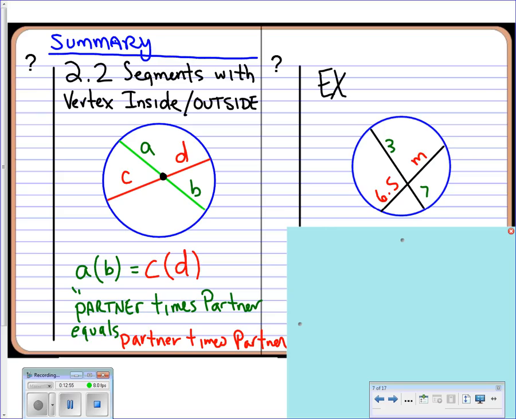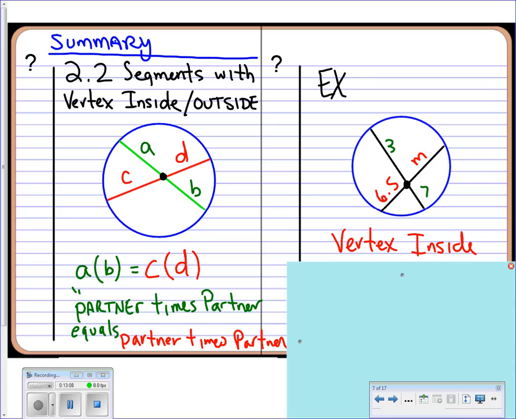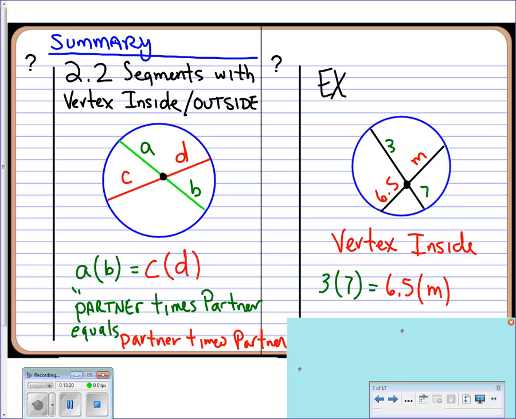So let's look at an example. All right, so I have a circle. I notice that the vertex of the two chords meet on the inside. We're going to be looking at ones where they meet on the outside. That's why I'm reflecting on that. So what I would do, if I was you, is I would definitely write underneath there vertex inside the circle. That clarifies what kind of problem it is and helps you understand it's the equation partner times partner equals a partner times a partner. So I take those pieces and I just write a partner times its partner equals a partner times its partner.